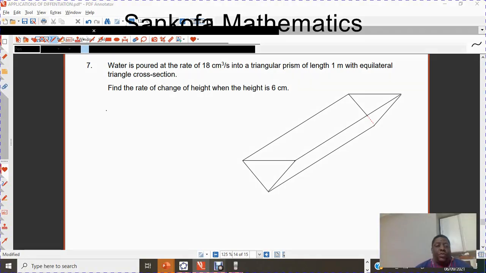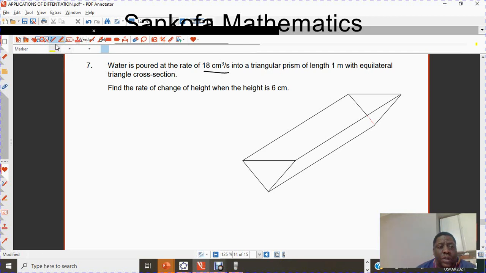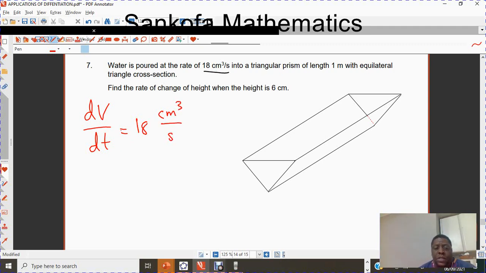Right. So this is my seventh question on the problems of differentiation, or the applications of them rather. So you have got water is poured at a rate of 18 centimeters. Now, once I have something like that, I like to record what I know. I know that the volume versus the time is 18, and you can see that in the units because it's 18 cubic centimeters per second.